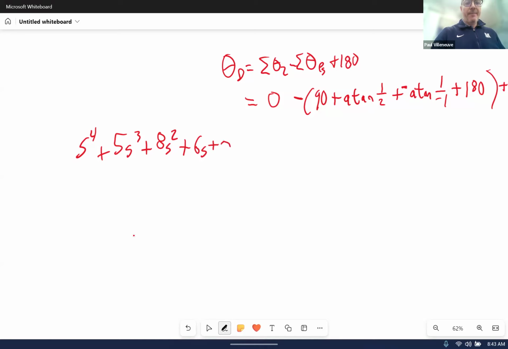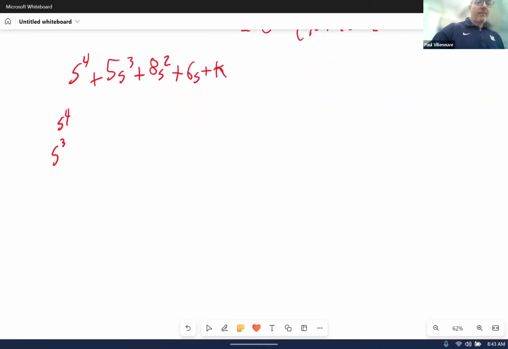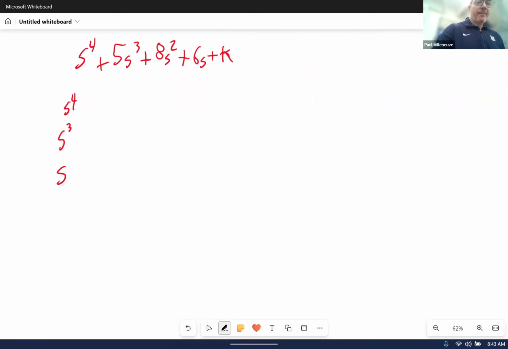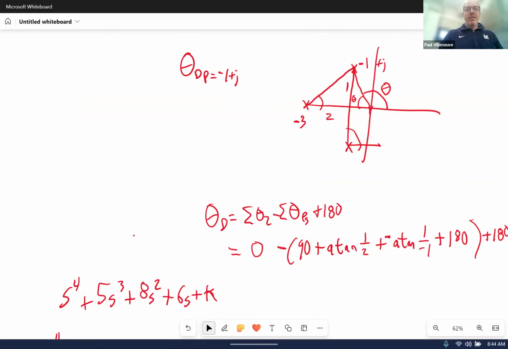Plus K. That's our actual characteristic equation. So we have the s to the 4th row, s cubed row, s squared, s1, and s0. Question? That's the characteristic equation.